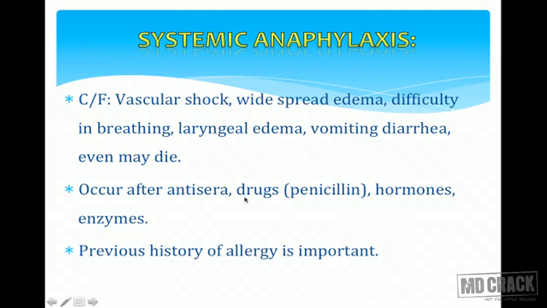A variety of drugs, especially the penicillin group and cephalosporins, are known to cause anaphylaxis, but even a variety of other drugs and anti-snake venoms are known to cause anaphylaxis. Hormonal products, artificially synthesized hormones, enzymes, antisera, all of these are capable of causing anaphylaxis. But remember, anaphylaxis will not occur on the first episode; it is the second episode which can kill the patient. So a previous history of allergy is very, very important. You have to ask before injecting these kinds of drugs.